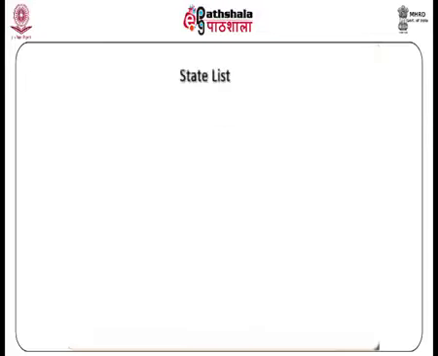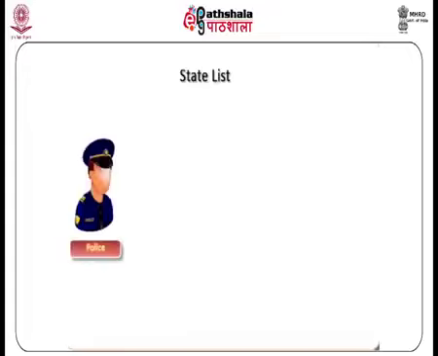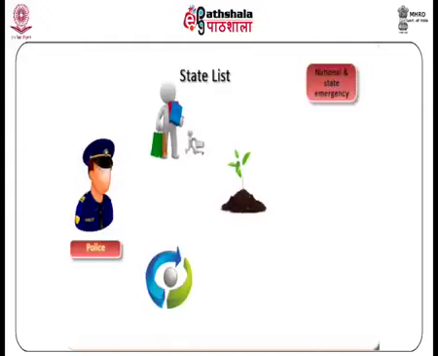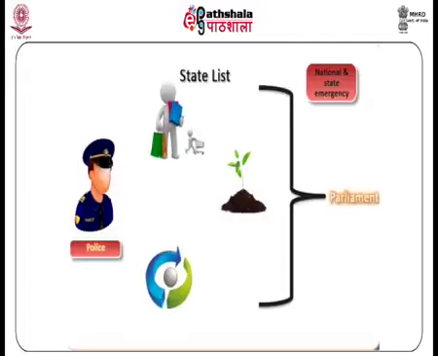The state list contains 66 subjects of local or state importance. The state governments have the authority to make laws on these subjects. These subjects include police, local governments, trade, commerce, and agriculture. However, during national and state emergency, the power to make laws on these subjects is transferred to the parliament.